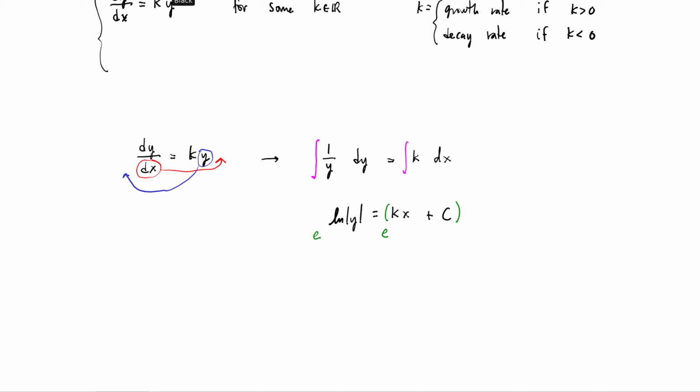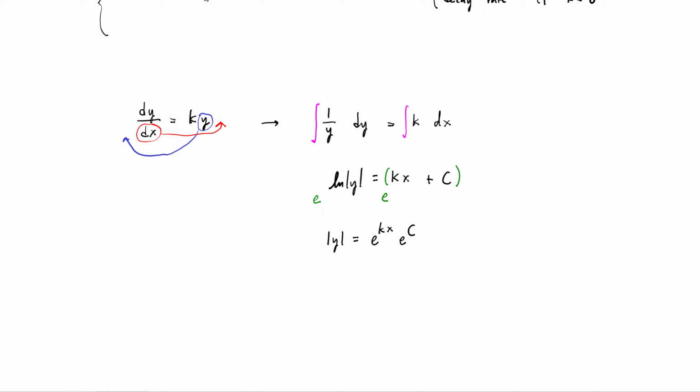On the left-hand side, the exponential and the log cancel, and we're left with the absolute value of y. On the right-hand side, we have an exponential of a sum, right? The sum is in the power of the exponential. I'm sure you remember your exponential rules say that you can break up a sum in the exponent to be a product of the bases. So this can be written as e to the kx times e to the c.